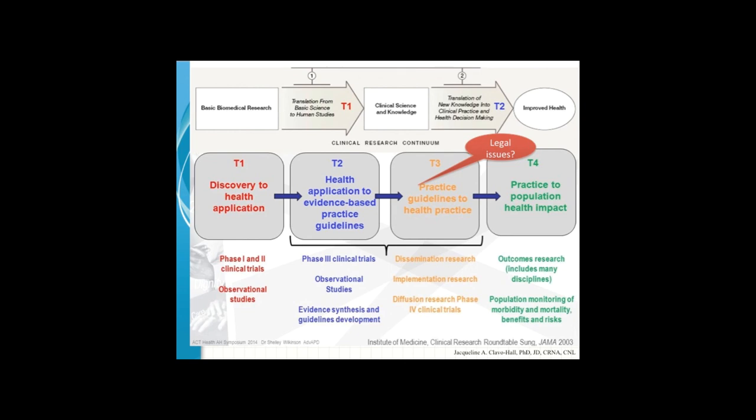And a lot of that comes on, you remember our continuum here, a lot of legal issues can come from all areas of our continuum, but we see them a lot more in the T3, T4 area. Why do you think that might be? Why not so much at T0 or T1?